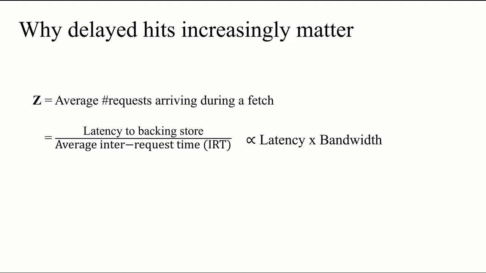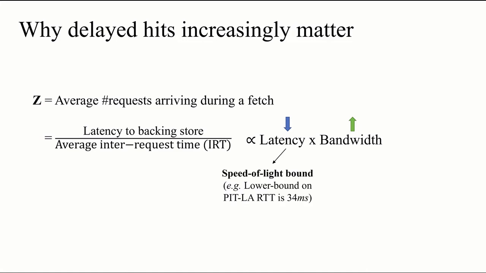Thanks to the efforts of this community, we see a clear trend in these quantities. Latencies continue to go down, and bandwidth continues to go up. However, latencies are quickly approaching their speed of light bounds. For instance, the theoretical lower bound on RTT between Pittsburgh and LA is 34 milliseconds, and we're not too far off from here today. Conversely, link bandwidth continues to grow at unprecedented rates. For example, we're moving to 100 Gbps and beyond in the network setting, and memory technologies such as HBM promise order of magnitude improvements in bandwidth over DDR. So as link bandwidth increases without a corresponding decrease in latency, we expect to see a higher number of requests to arrive during a fetch, increasing the number of delayed hits that we see in practice.